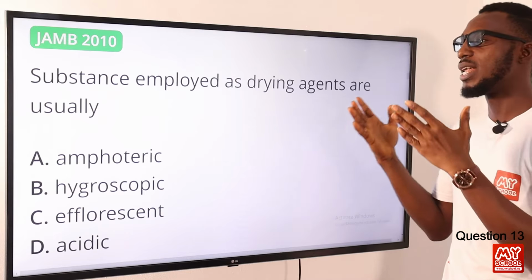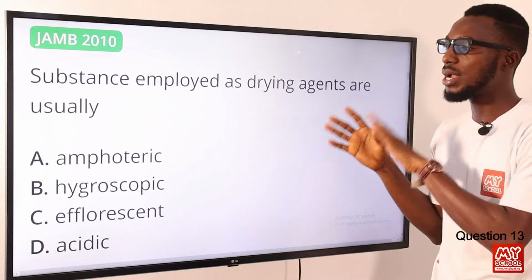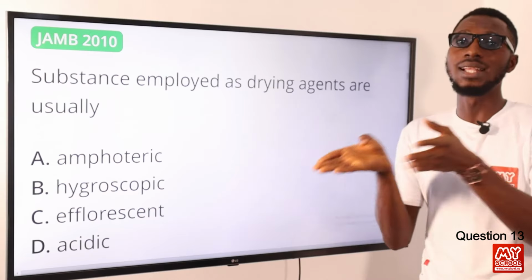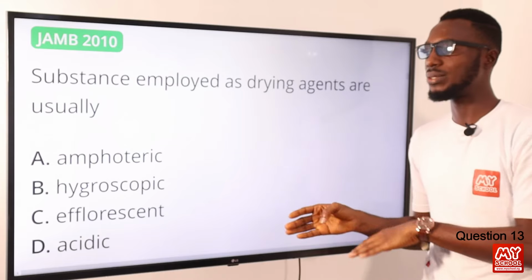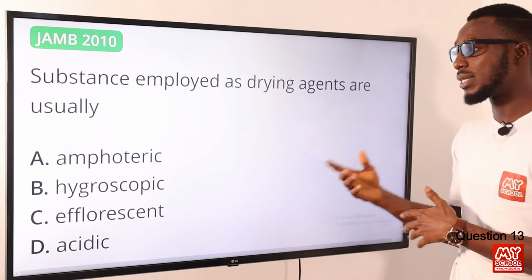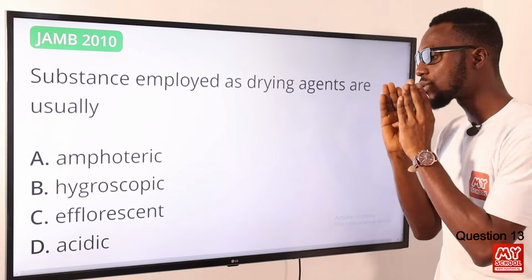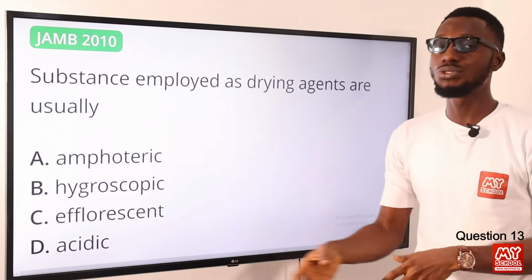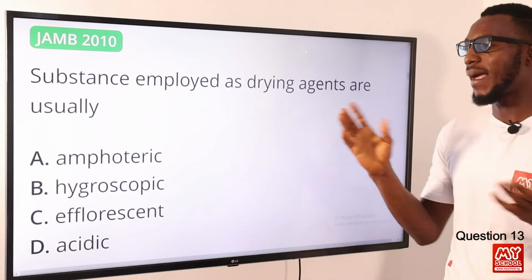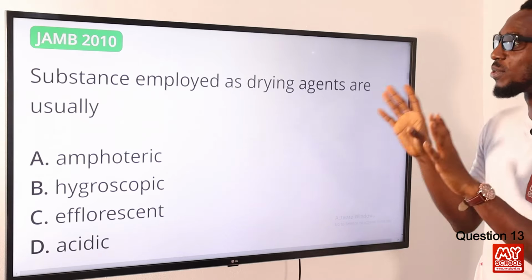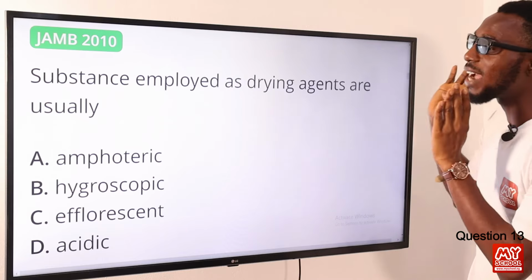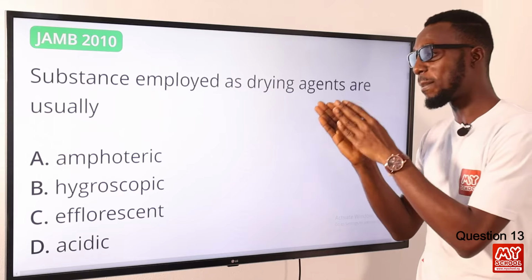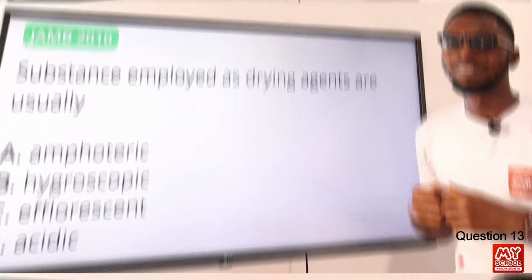Let's come back to option A, amphoteric. Amphoteric substances can react as both acids and bases, for example the oxides of zinc and aluminum. Acidic property is the ability to turn blue litmus paper red, among other properties. Substances employed as drying agents are usually hygroscopic or deliquescent in nature, so option B is the correct option.